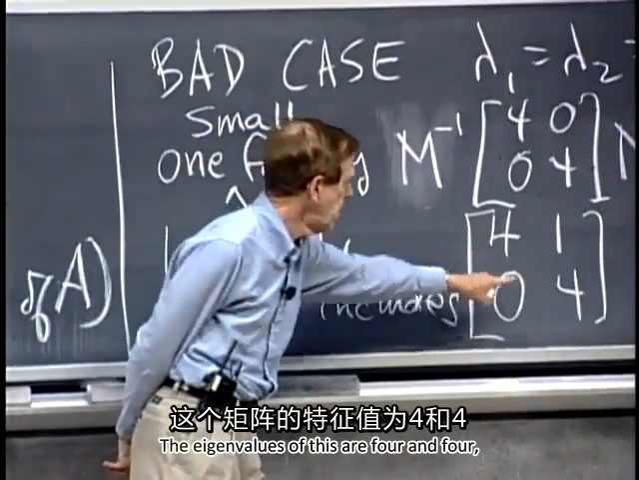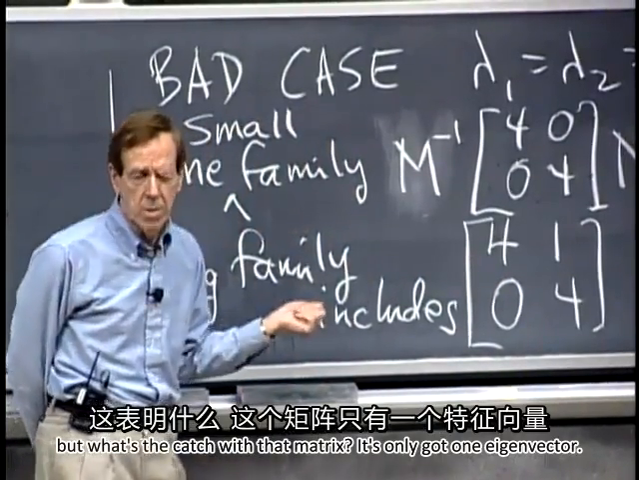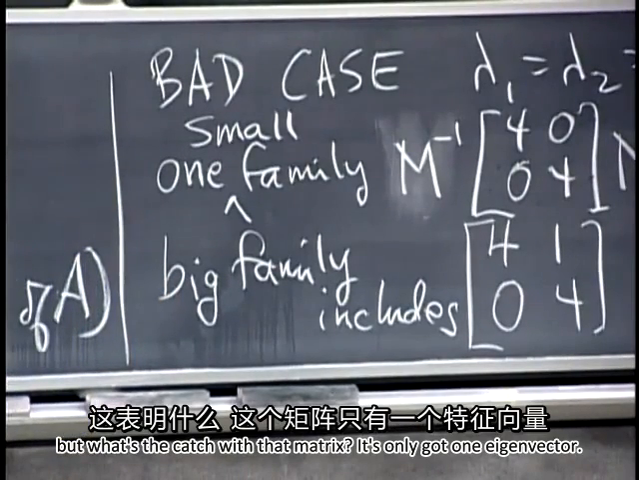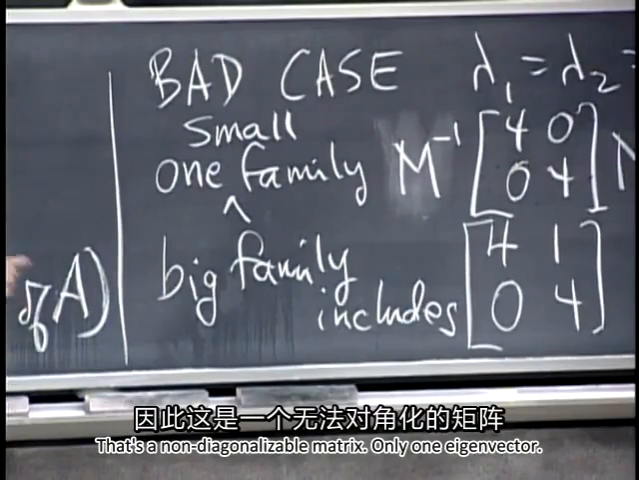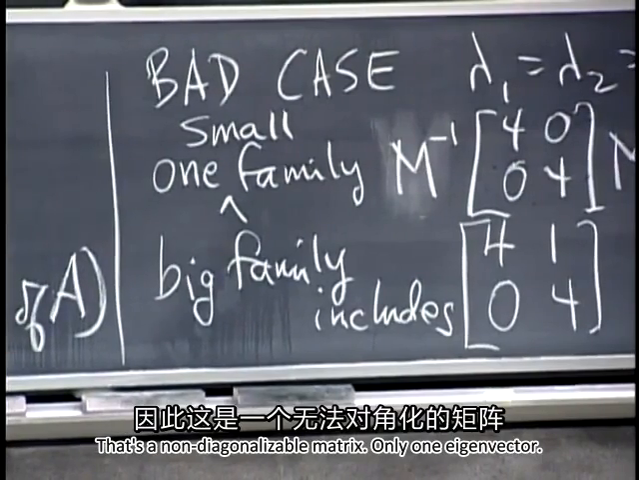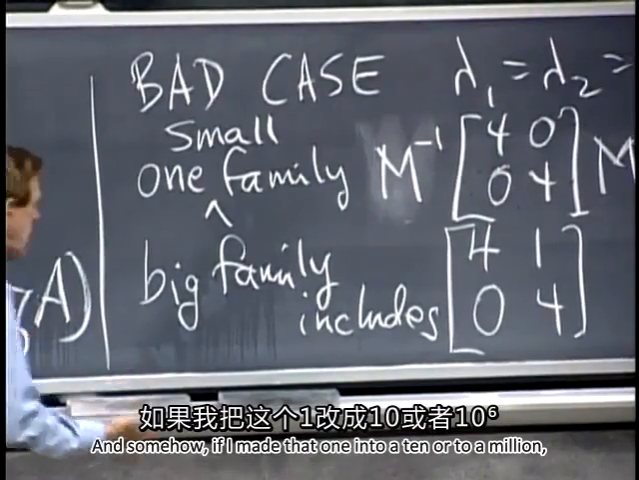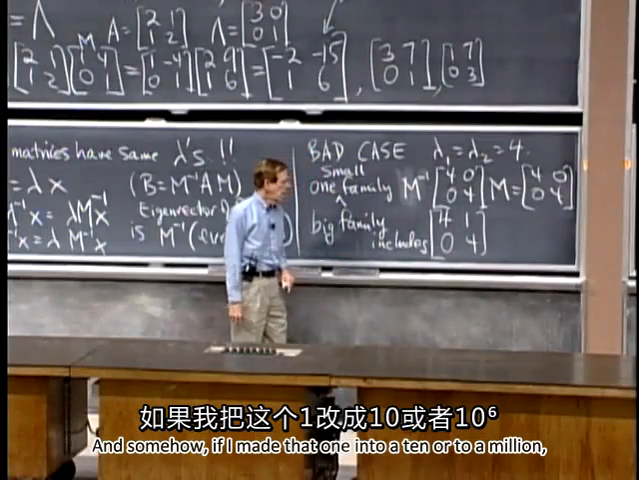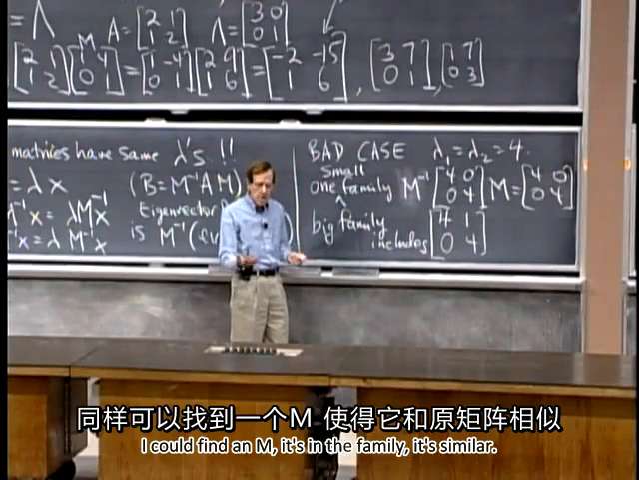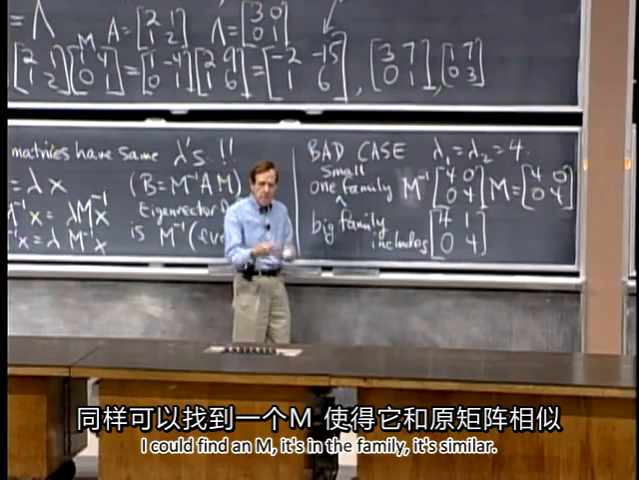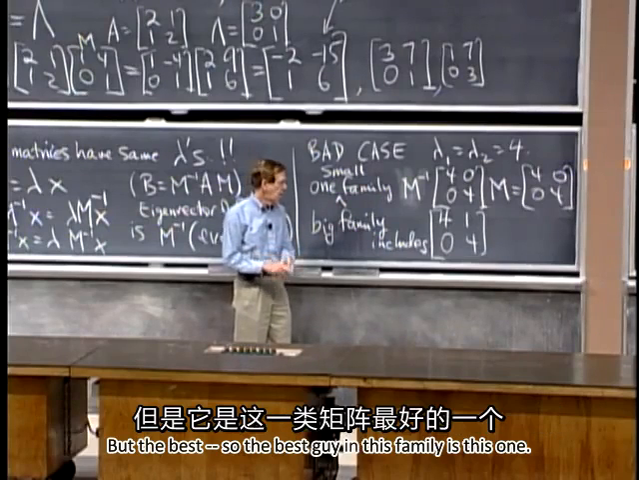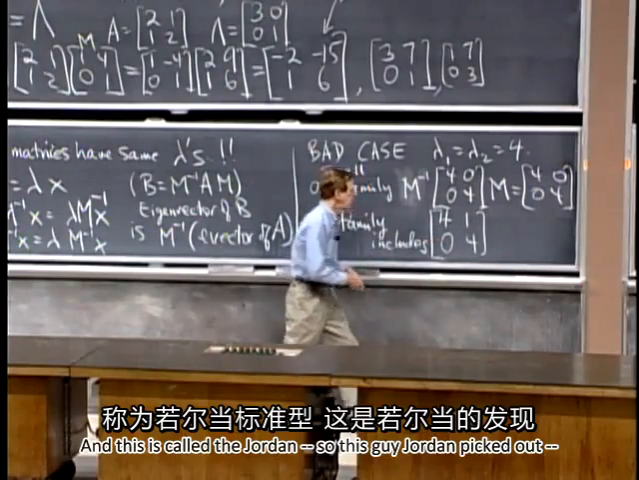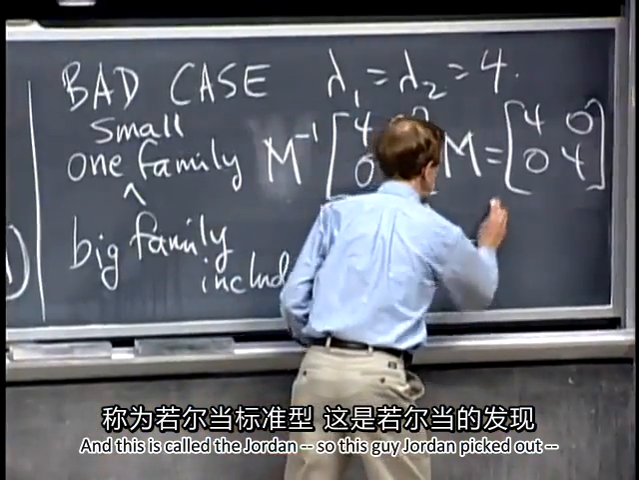The eigenvalues of this are 4 and 4, but what's the catch with that matrix? It's only got one eigenvector. That's a non-diagonalizable matrix, only one eigenvector. And somehow, if I made that 1 into a 10 or into a million, I could find an M. It's in the family. It's similar. But the best guy in this family is this one. And this is called the Jordan.